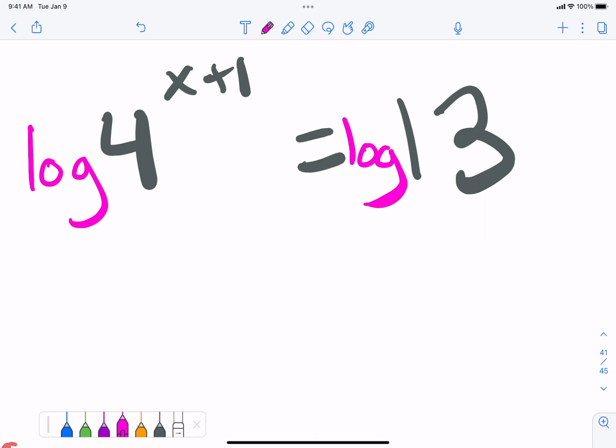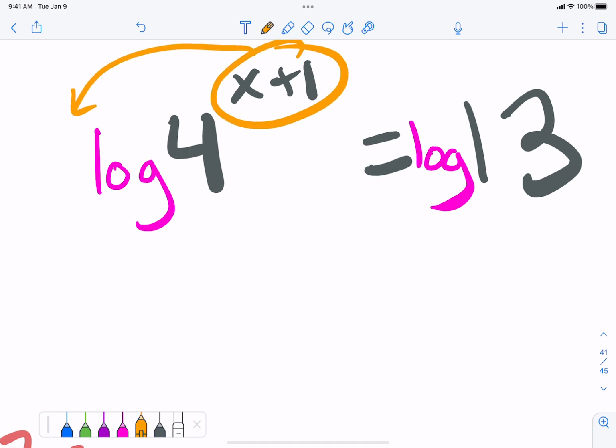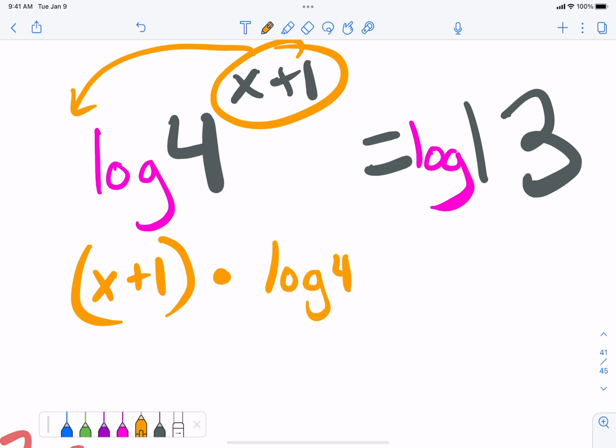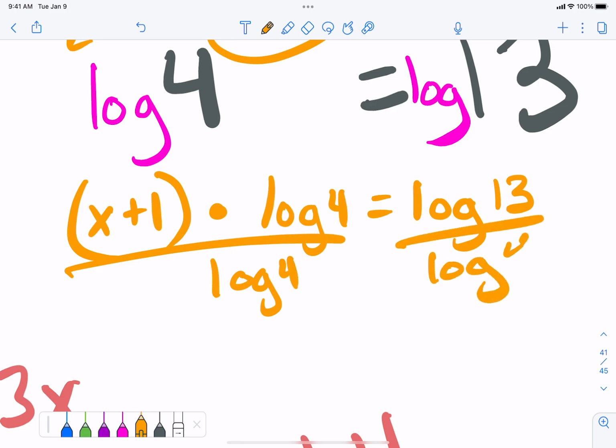What's the benefit of doing that? Because the x plus 1 has to come down in front. Then, right? X plus 1 times log 4 equals log 13. Then what do we do? Divide by log 4. Let's get rid of times log 4. The opposite of times log 4 is divide by log 4, right? Divide by log 4, divide by log 4, okay?